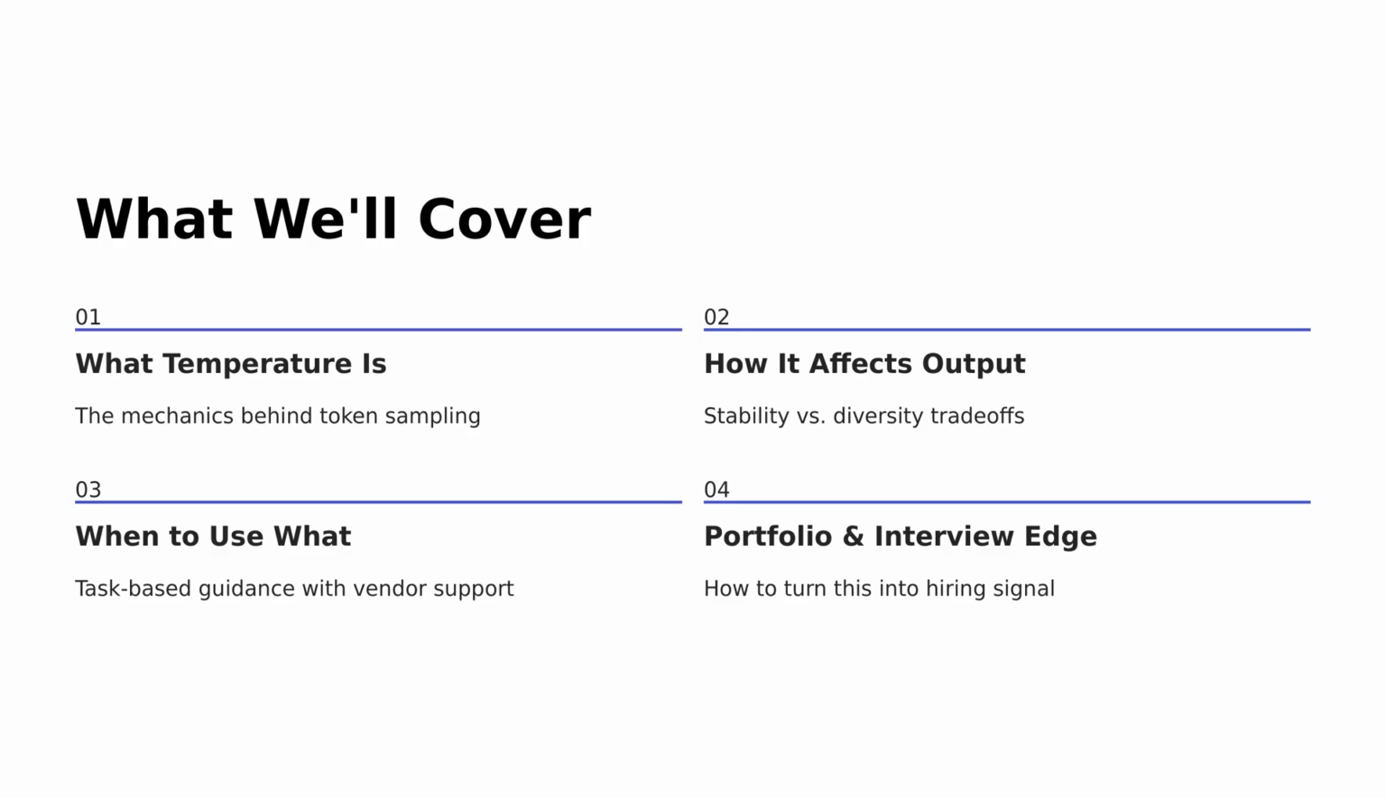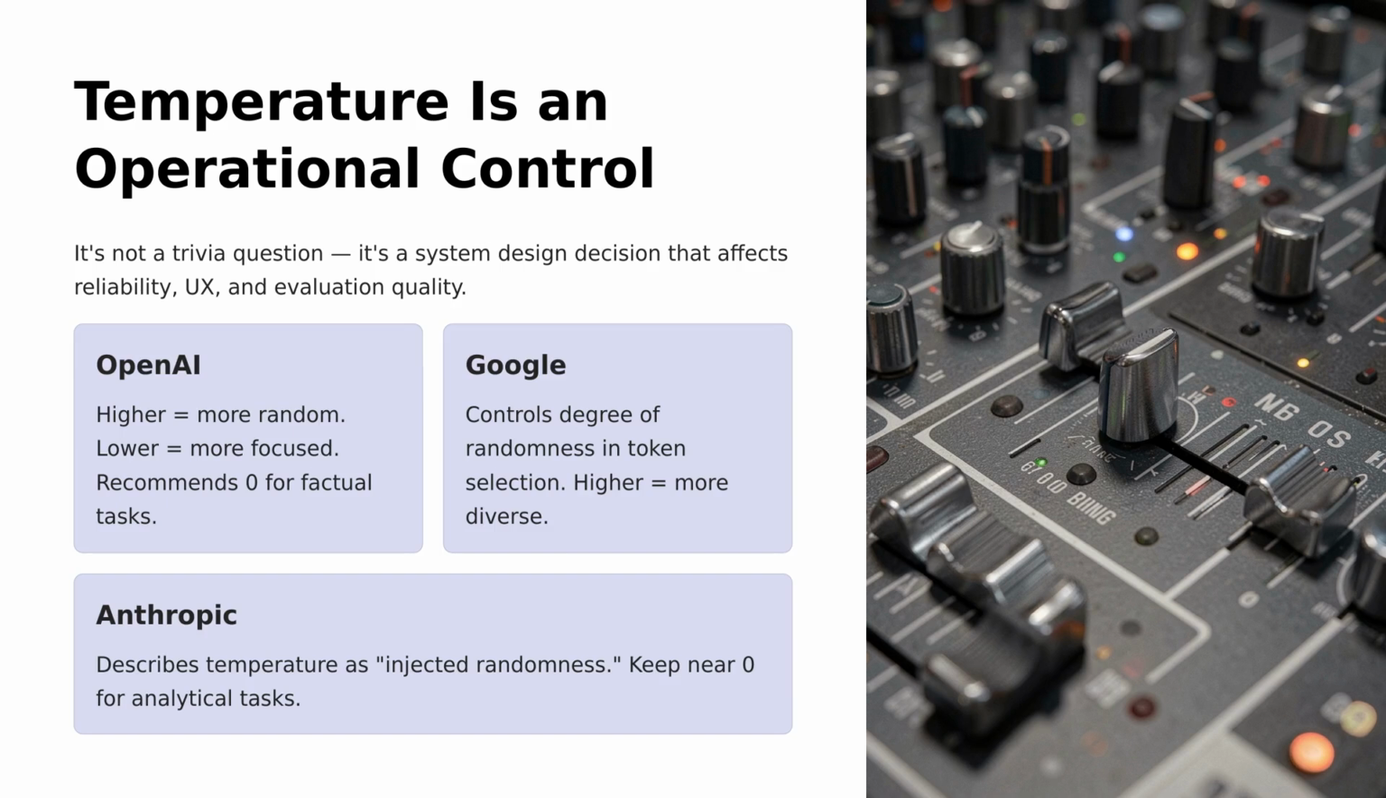Here's what we'll cover. First, what temperature actually is in language models, the setting that influences how tokens get sampled. Then we'll look at how changing it affects output, especially the trade-off between consistency and creativity. After that, I'll share practical guidance on when to use different settings, including how major vendors support them. And finally, we'll connect all of this to portfolio work and interview conversations.